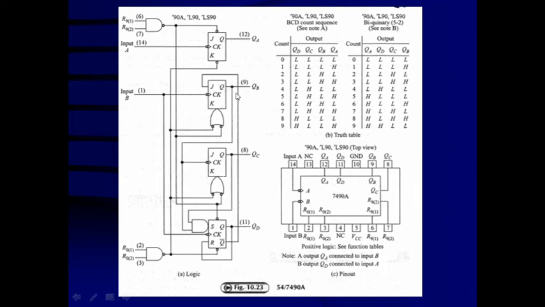Output of the QB is connected as a clock input for the flip-flop C. And output of QB and QC, this is the output of QB and this is the output of QC, they are connected to the input of the AND gate, and that is connected as a J input of the flip-flop T. And that way these 3 flip-flops are working as a modulus of 5 counter.